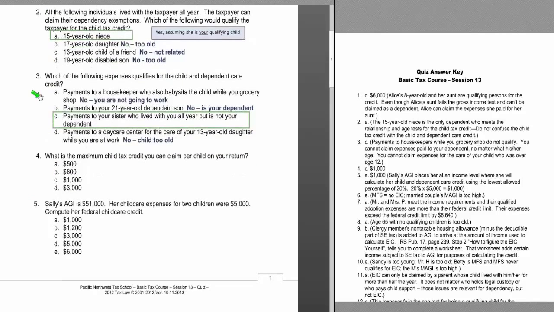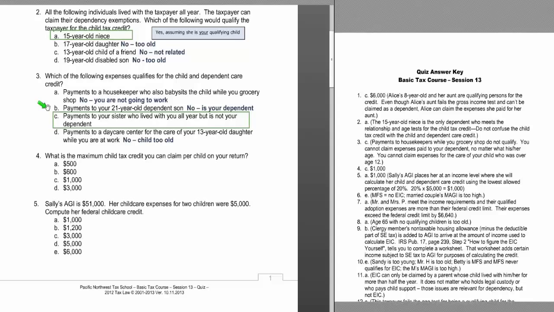Number 3, which of the following expenses qualifies for the child and dependent care credit? Payments to a housekeeper who also babysits the child while you go grocery shopping? No, going grocery shopping is clearly not going to work. You cannot claim a child and dependent care expense except with relation to the cost of going to work. Going grocery shopping is not going to work. And furthermore, a housekeeper who sometimes babysits, IRS specifically provides that as an example of what is not child care and not a qualifying expense.